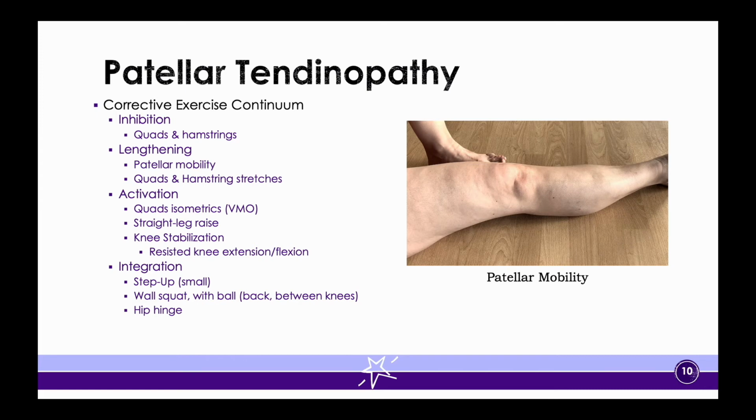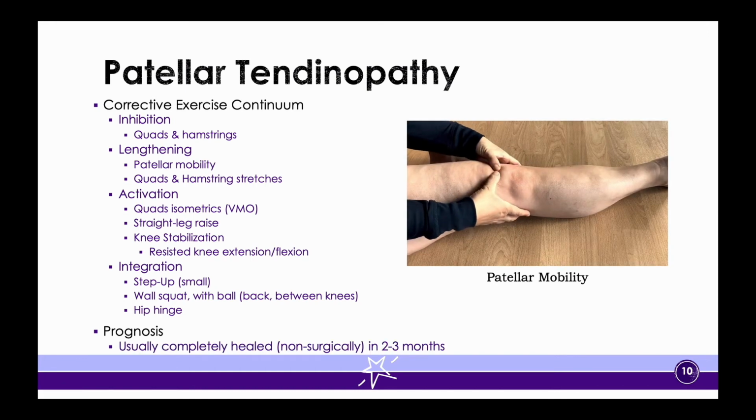And then we spend time lengthening it and trying to make sure that we are going to maintain that. So first we break up the adhesions, we inhibit that neuromuscular motor messages that are being sent, and then we start to lengthen it through stretching. So we can do like quads and hamstring stretches as well as patellar mobility. And I'm going to show you that right here in this video.